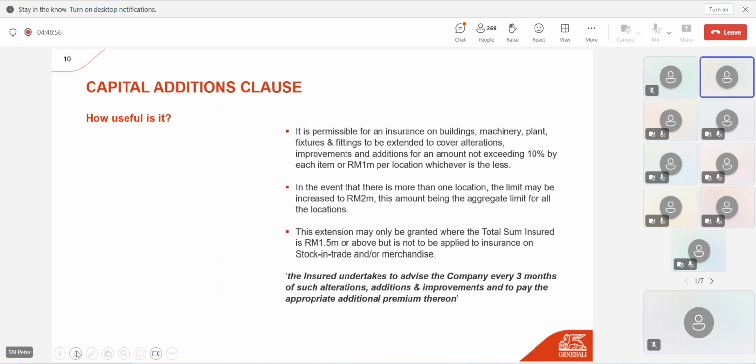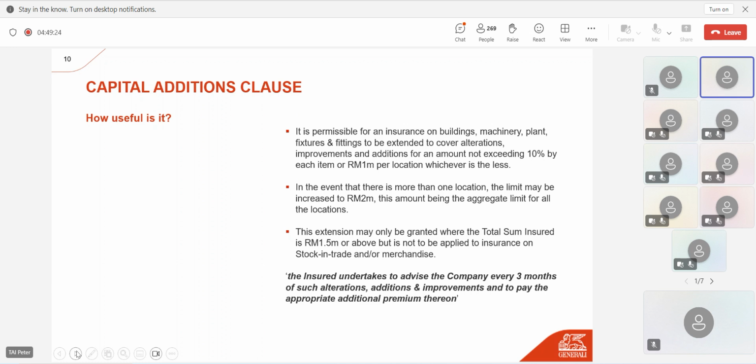It is permissible for insurance on building, machinery, plant, fixture, and fitting to be extended to cover alteration, improvement, and addition for amount not exceeding 10% of each item, or 1 million per location, whichever is less. Meaning your customer can have their capital added by 10% or 1 million per location. And there's no additional premium charge.